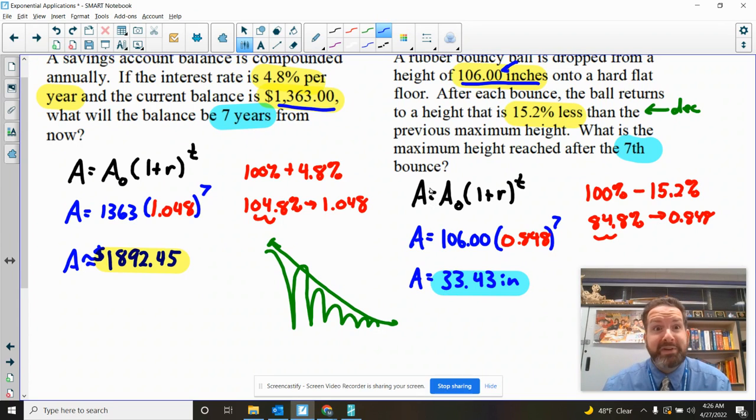So recap the process, and I think we're going to be good. Start with your template, fill in your starting amount, calculate your multiplier, and we're going for 7 bounces. Throw that in the calculator and see what comes out. Make sure this makes a little bit of sense. I do know that after 7 bounces, I should be down much lower than I was when I started. So from 106 to 33, I think I can trust my result is reasonable.